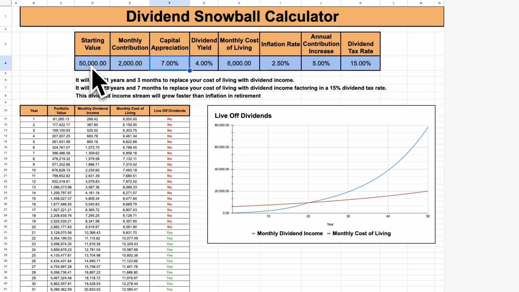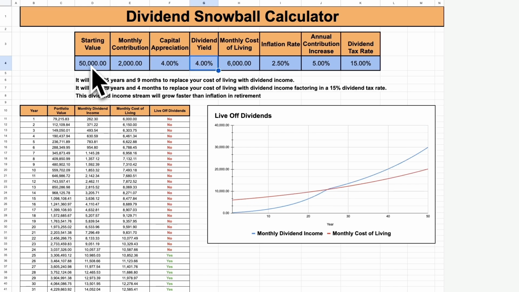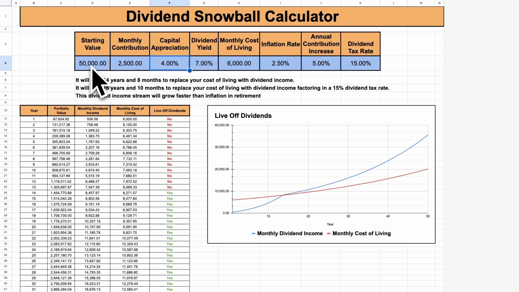Once you figure out the optimal capital appreciation and dividend yield mix, you can use this information to design a portfolio of stocks or funds that will best help you reach this balance. It's also worth playing around with the calculator to see how much improvement small changes in the assumptions can make. For example, contributing a few extra dollars per month, or setting your annual contribution increase 0.5% higher.